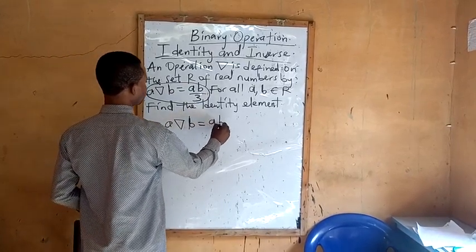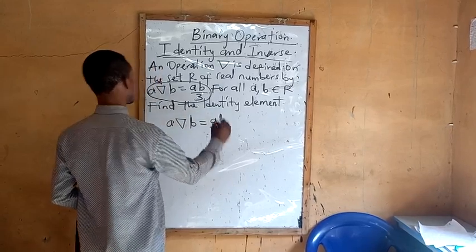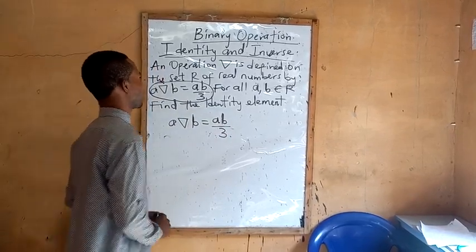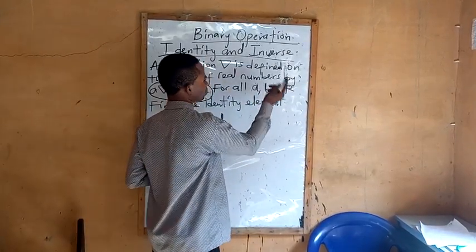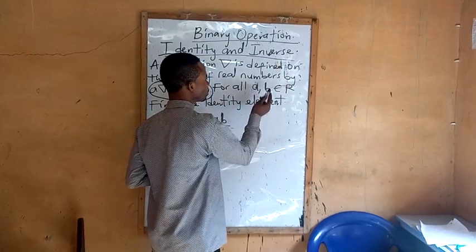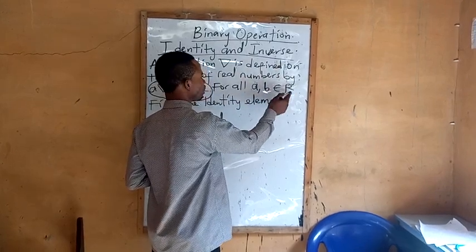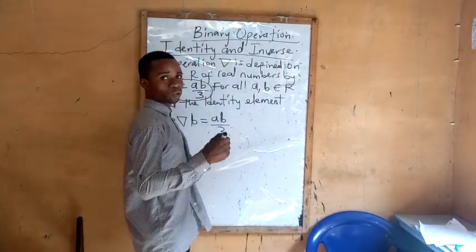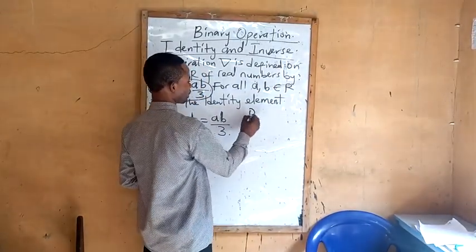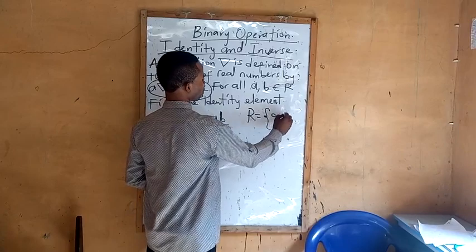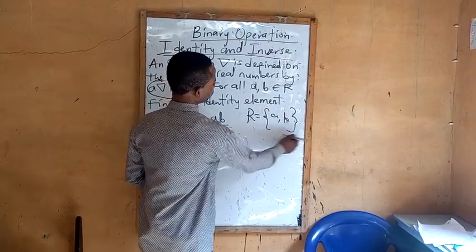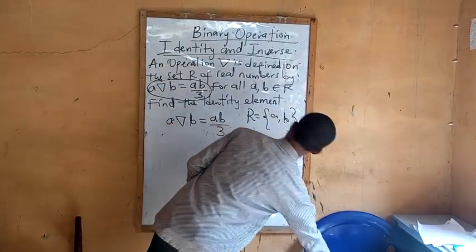Equals AB all over 3, for all elements A, B in the set of R. Like the way we were doing in our set operation, we write it as the set of R, A, comma, B. So that's what they are saying.